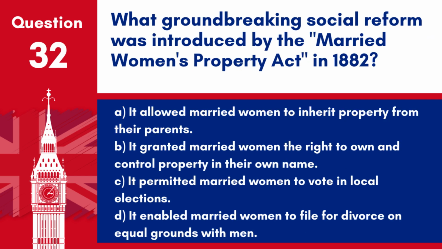Question 32. What groundbreaking social reform was introduced by the Married Women's Property Act in 1882? A. It allowed married women to inherit property from their parents. B. It granted married women the right to own and control property in their own name. C. It permitted married women to vote in local elections. D. It enabled married women to file for divorce on equal grounds with men. Answer B. It granted married women the right to own and control property in their own name.